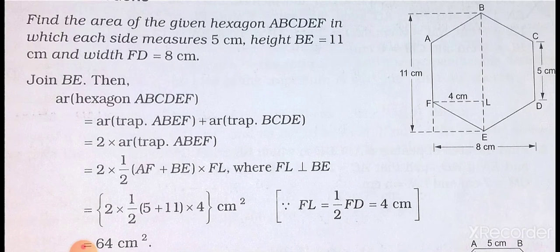Find the area of given hexagon ABCDEF in which each side measures 5 centimeter, height BE equals 11 centimeter and width FD is equal to 8 centimeter. So you can see in the figure also all the sides have been already given. Now in order to calculate the area of the required hexagon we have to first join BE. Then area of hexagon ABCDEF is equal to area of trapezium ABEF plus area of trapezium BCDE.